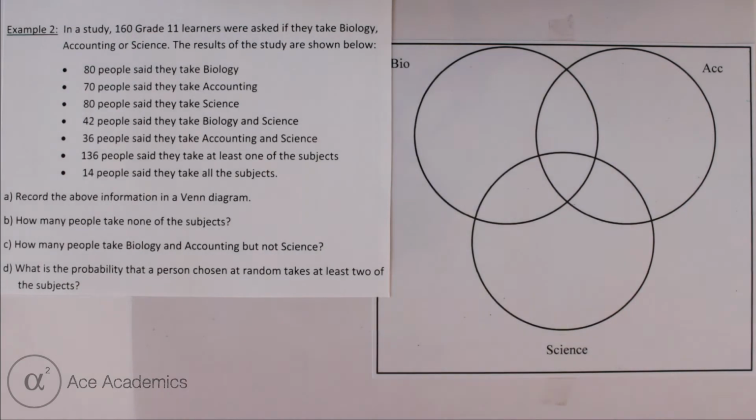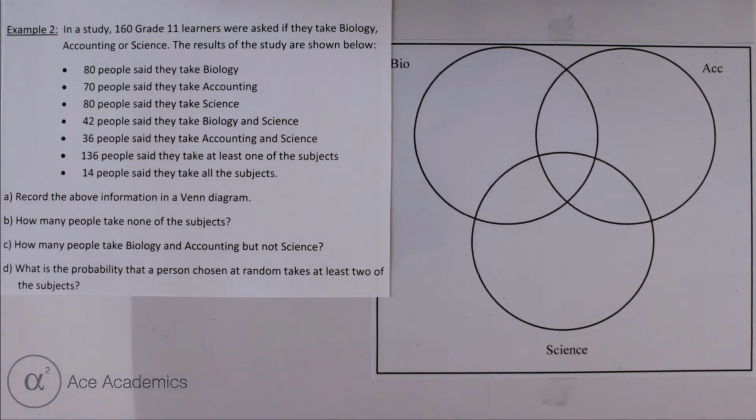Now, I've sketched our Venn diagram, and since there are people that take all of the subjects, our three circles have to intersect each other. I've labeled the circles as well. So, let's start with the question. The first question says, record the above information in a Venn diagram.